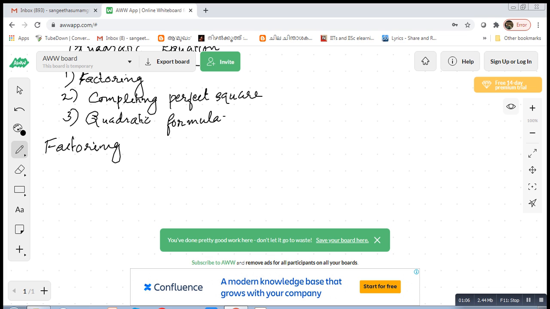So we'll take a quadratic equation first. x square plus 4x plus 3 equal to 0. If you need to do this by the factoring method, first you have to think about two numbers which will give you a product of 3 and a sum of 4. Which two numbers can give you a product of 3 and a sum of 4? So 1 and 3 is an option, right? If you are multiplying 1 and 3, you will get a product of 3, and if you are adding 1 and 3, you will get positive 4.